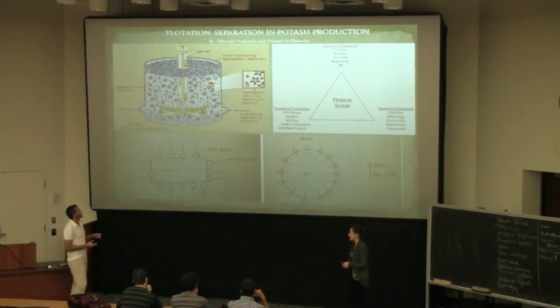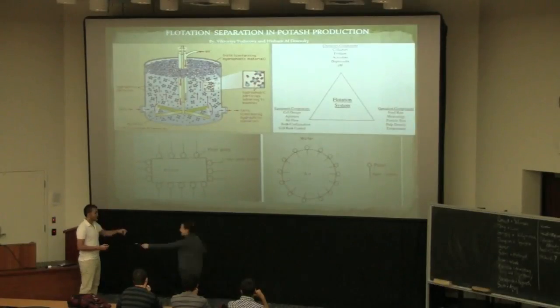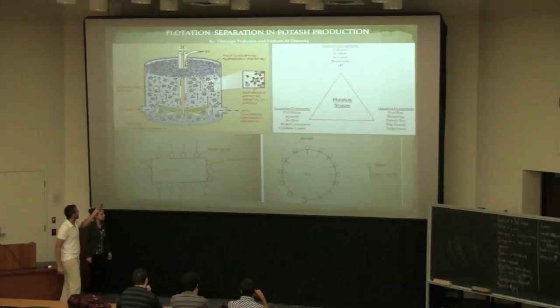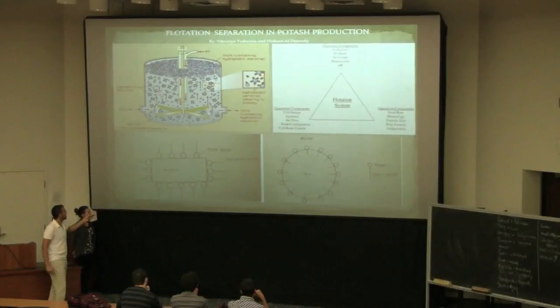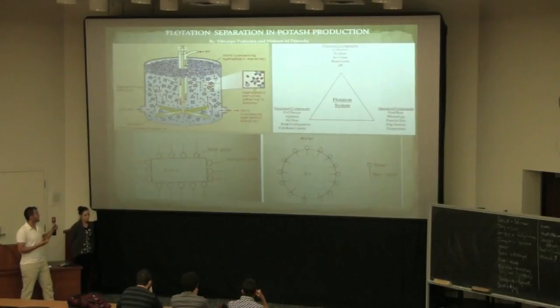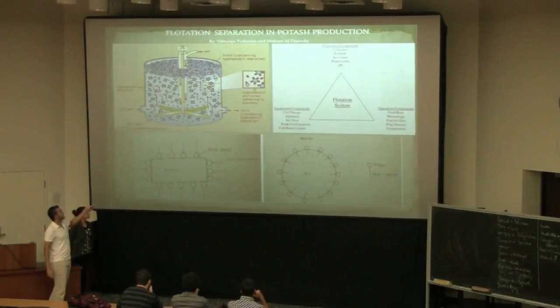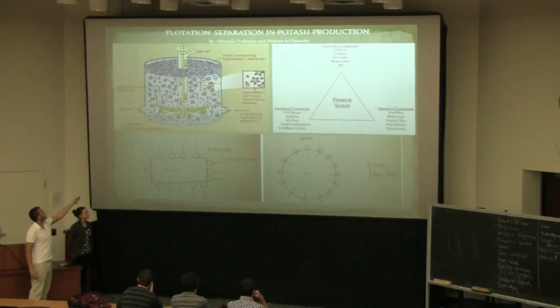Now, once the KCl particles first arrive, we have to add a collector, which has two parts, a hydrophilic head and a hydrophobic tail. The hydrophilic head has an affinity to the KCl crystals, and it adheres to them, while the hydrophobic tail attaches to the air particles. Now the air is introduced in the column through the shaft, which is dispersed into the cell using an agitator.